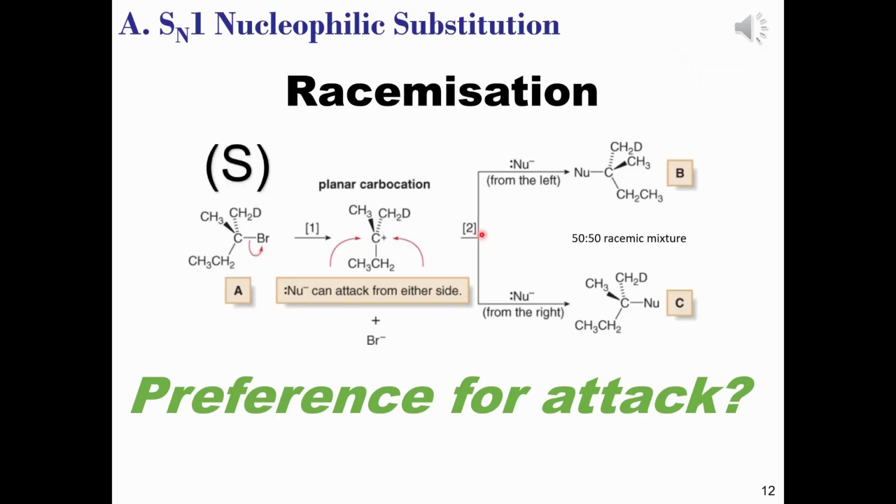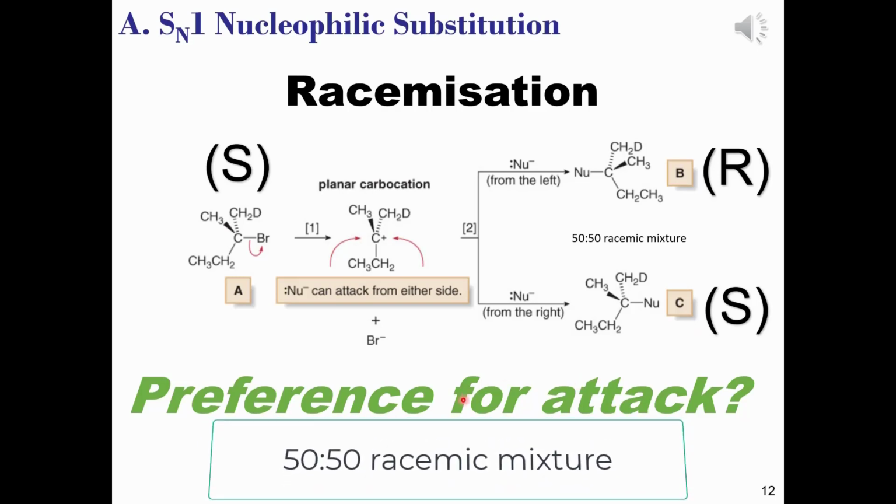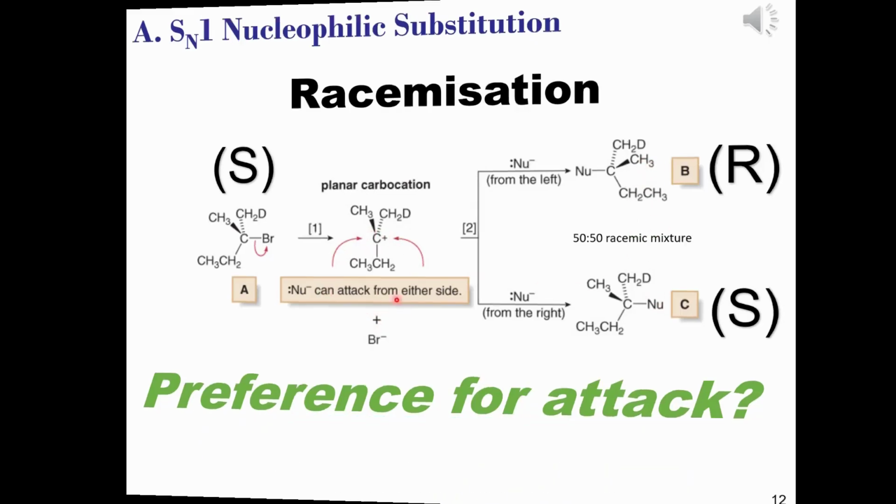Okay, so what you should have is that the top enantiomer is R, and the bottom enantiomer is S. And what this is an example of is a 50-50 racemic mixture. There is no preference for attack from either side for this particular reaction.